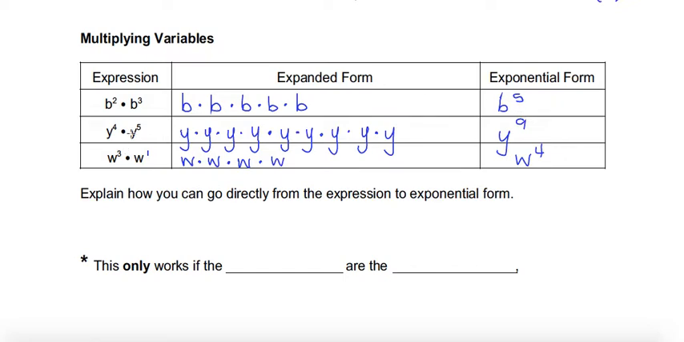Let's see if that works for the next one. I have y to the exponent 4 times y to the exponent 5. 4 plus 5 gives us 9. And if I look here, I have w to the exponent 3, and we mentioned that a w is just the same as writing w to the exponent 1, and 3 plus 1 gives us 4. So we can go directly from the expression to the exponential form by adding the exponents.